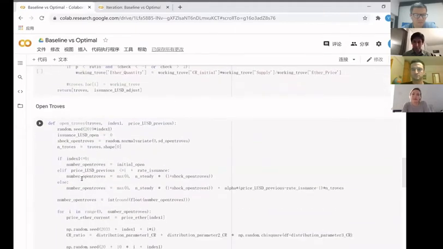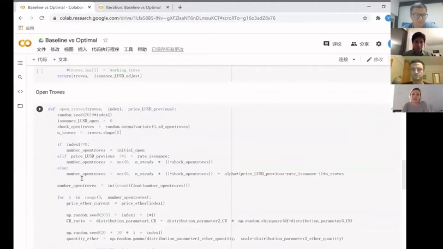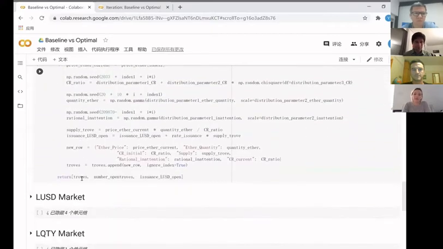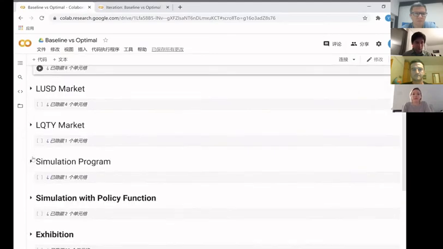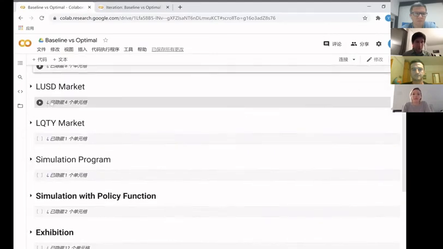And in each period, there are also a random number of truths opened, and the number of truths opened in each period increases with the price of the loose token. The higher the loose token price, the more truths are opened per period. Okay, so these are truth operations, and next we can define the loose market.